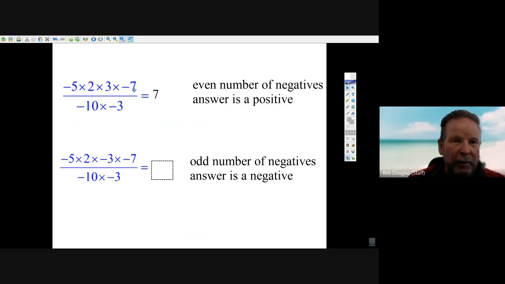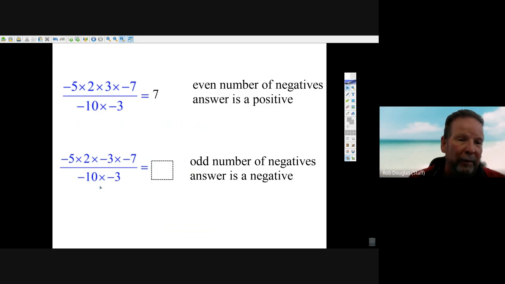Now, how did I know just to write down 7? Well, I saw 3 divided by 3 here is 1. And I knew that 5 times 2 is 10 really fast. So 10 divided by 10, this whole thing here cancels with this. And I know the number is positive.